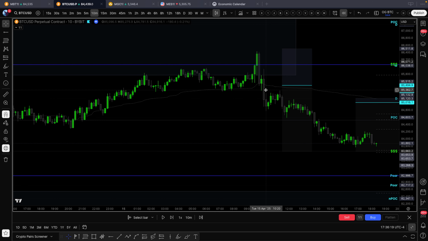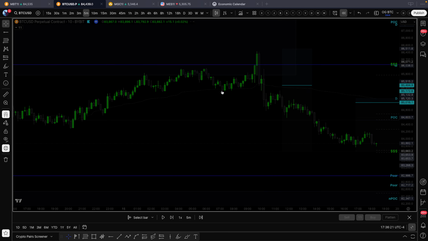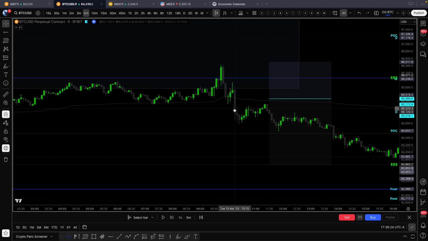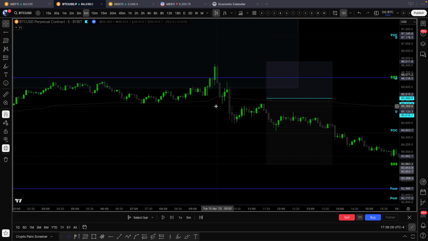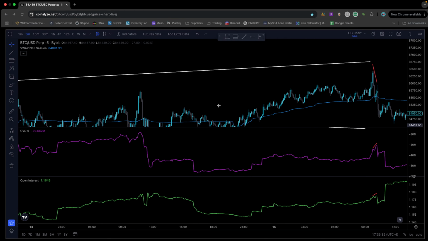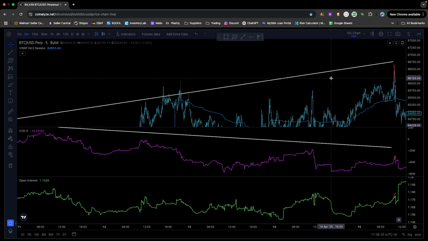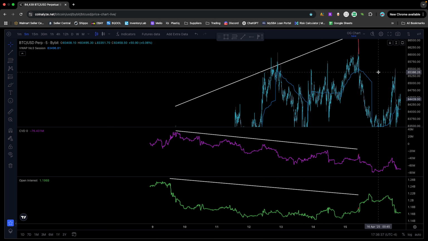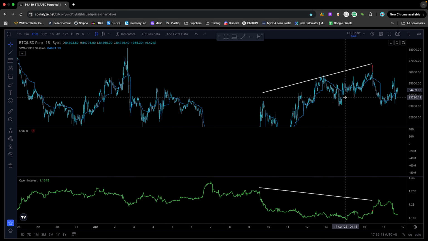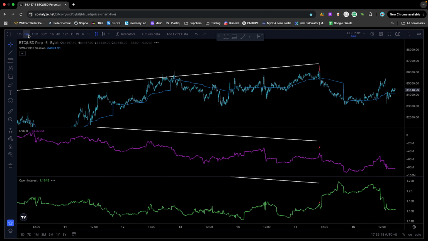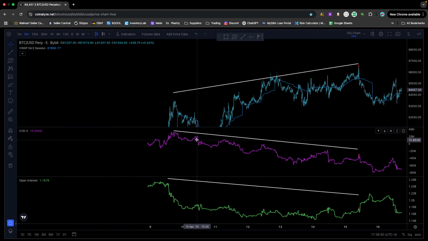At this point in time, I came down on the 5-minute time frame and was paying attention very closely to see if I could have more of a sniper entry. I also came over here to order flow, and as you can see, coming into this high, let's actually show you on the 15. You created a massive bearish divergence. On the 5, 15, 30, you created the bearish divergence not only on CVD, but open interest as well.